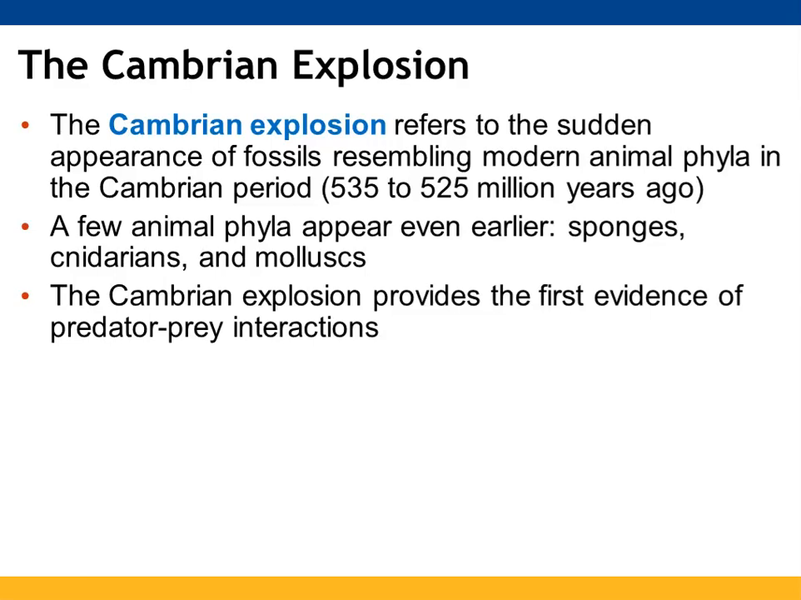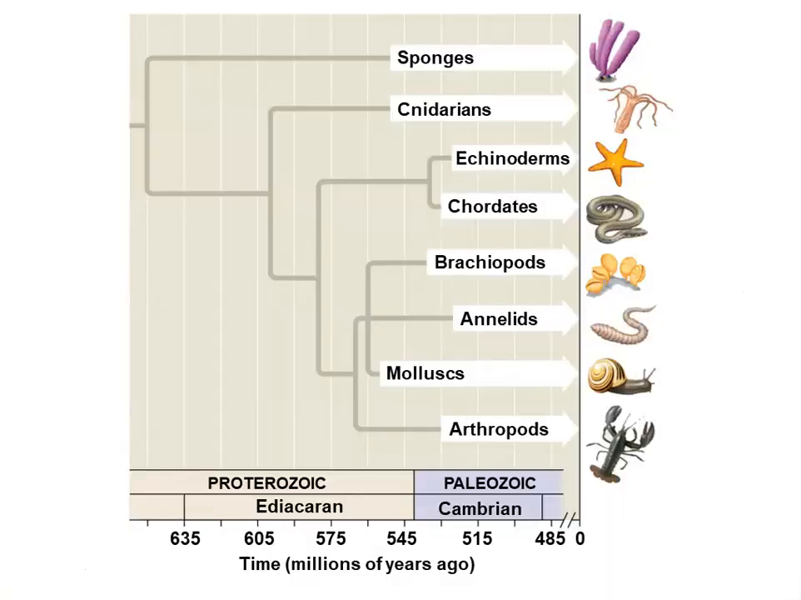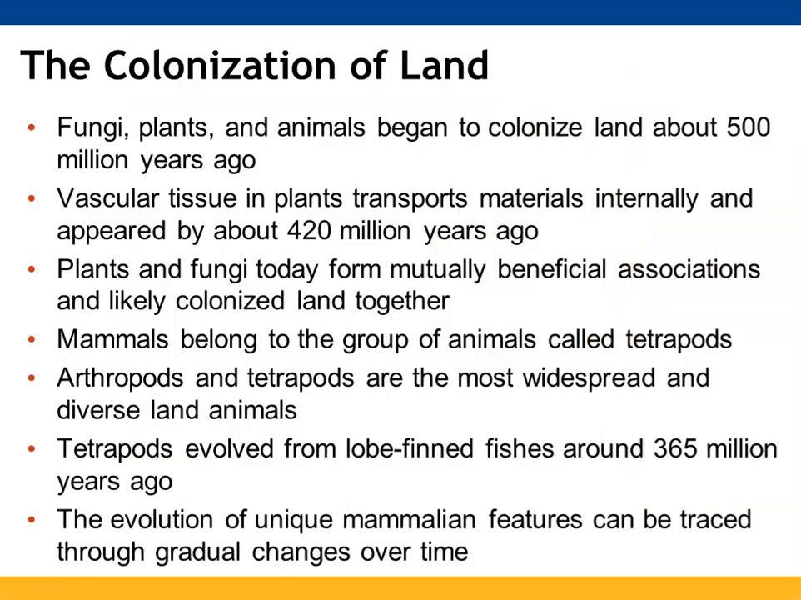The Cambrian Explosion refers to the sudden appearance of fossils that resembled modern animals between 525 and 535 million years ago. We do see some phyla that appeared earlier, such as sponges, cnidarians, and mollusks. This was the first evidence of predator and prey interactions. So there you can see some of the ones that we're seeing.